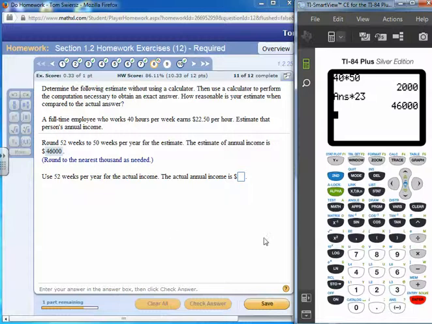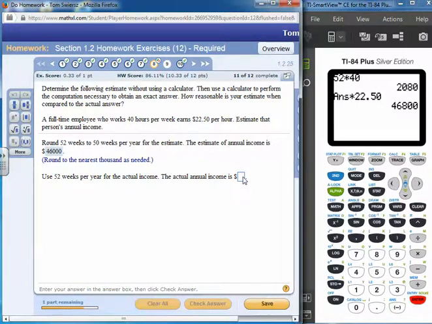Now use 52 weeks per year to get the actual income. So we'll do everything exactly. It'll be 52 times 40, so then that will be 2,080 hours. And then we'll multiply by the exact value of his rate per hour, which is $22.50. And this would give us an income of $46,800.